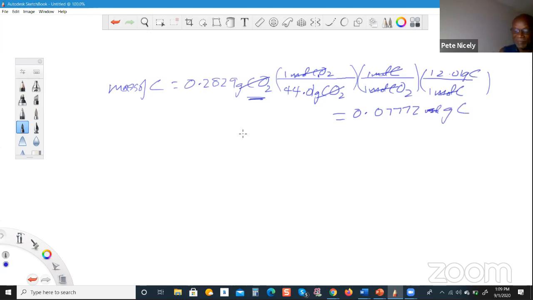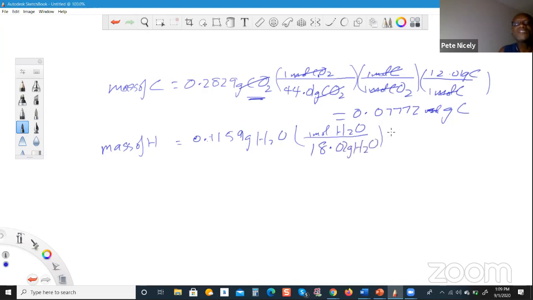And then I'm going to do the same calculation, the same setup for hydrogen, the mass of hydrogen. It's going to be a similar process as we did just now. According to the question, the mass of water would be 0.1159 grams H2O. And we convert that to moles. So you're going to have 1 mole of H2O. And again, we have to go to the periodic table and add up the molar masses of the hydrogen and the oxygen. I've already done that. The answer is 18.02 grams of H2O.